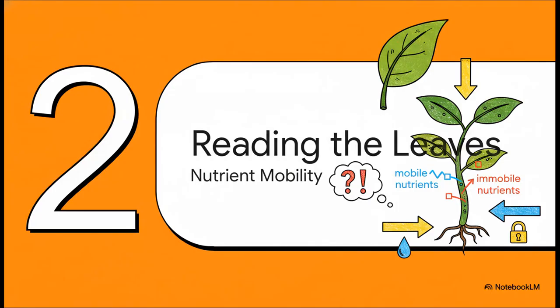Okay, so this brings us to the core of our whole investigation, something called nutrient mobility. Now, I know that sounds a little technical, but it's actually a super simple idea that changes everything. It's all about which nutrients can move around inside the plant and which ones get locked in place. Understanding this one concept, well, that's the key to getting the diagnosis right every single time.